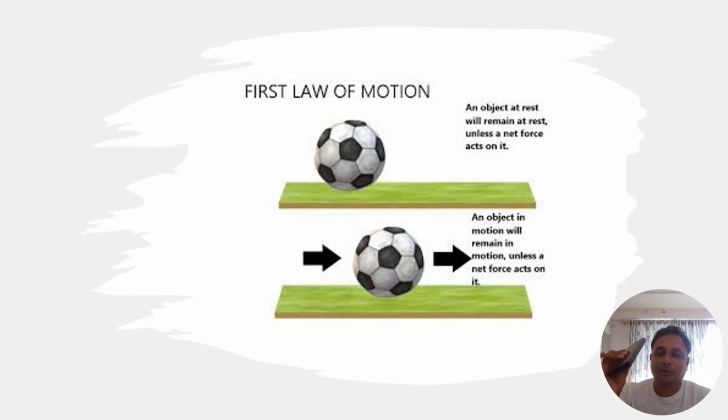So, it's very important to know that when we are talking about the first law, it says that an object at rest remains at rest. An object in motion will always remain in motion.